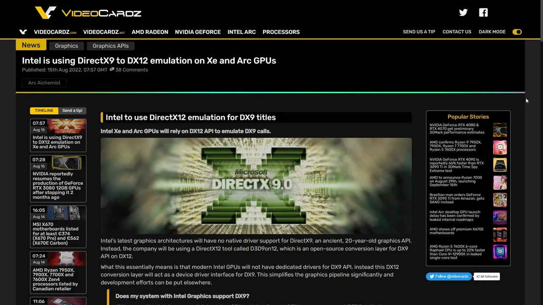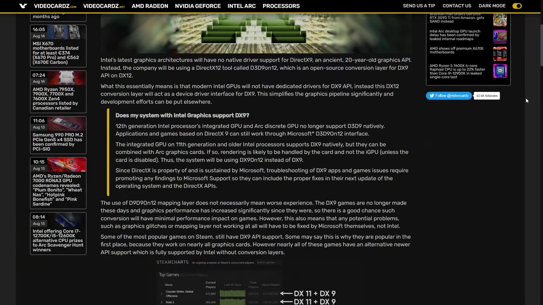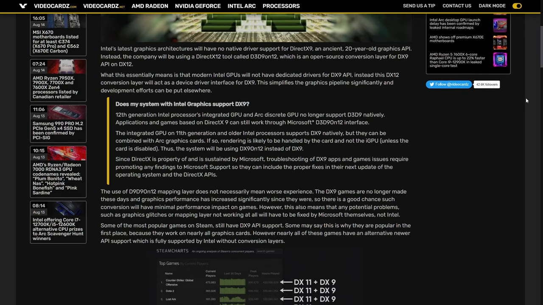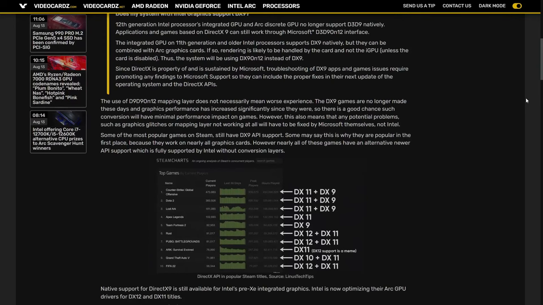And then we have Intel, which is actually using a DX9 to DX12 emulation layer on Xe and Arc GPUs. So basically, that emulation is quite slower than the native implementation of software. So what they are doing is actually using D3D9On12, which is an open source conversion layer for the DX9 API, to do that. And as with emulation, it is slower. It also produces sometimes graphical issues or bugs, even though D3D9On12 is quite a stable and completed library. We can't actually expect it to always work flawlessly, and that's it.